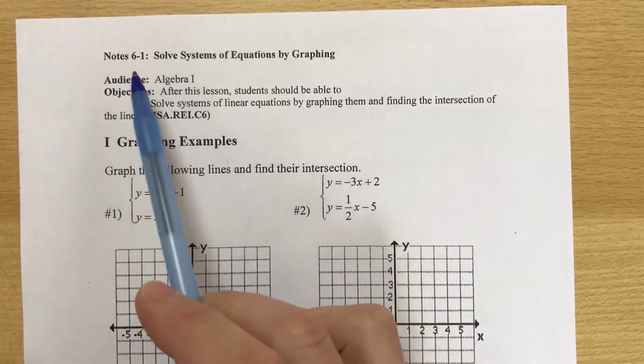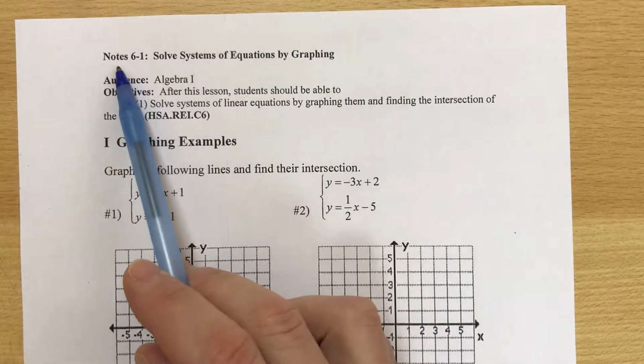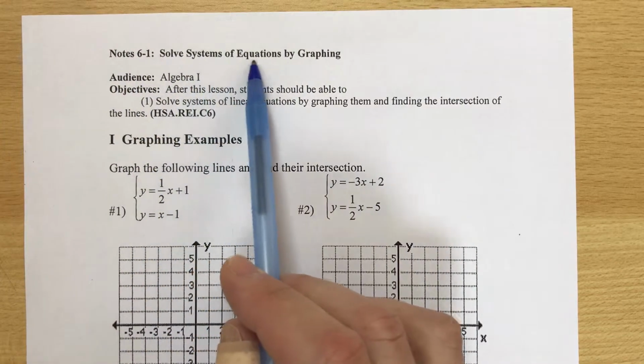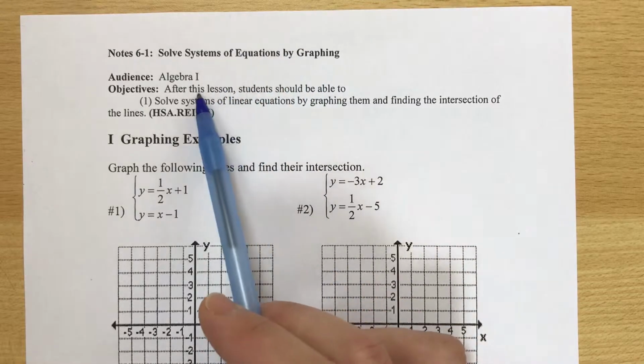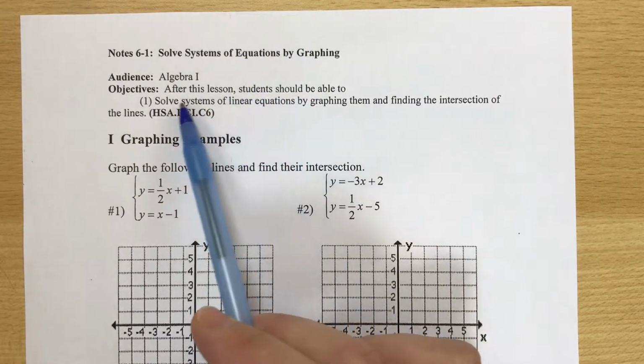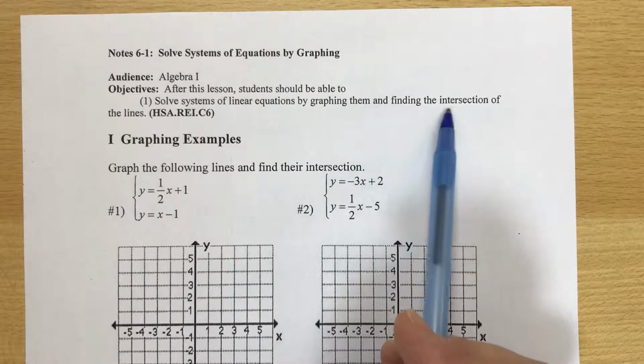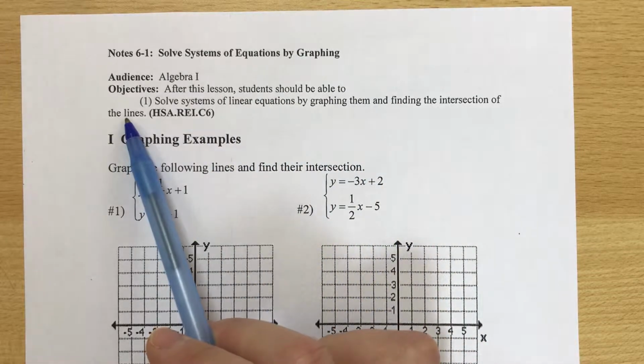Okay, Algebra 1 fans, our topic for today, we're going to start Unit 6, Notes 6-1, Solve Systems of Equations by Graphing. After this lesson, students should be able to solve systems of linear equations by graphing them and finding the intersection of the lines.